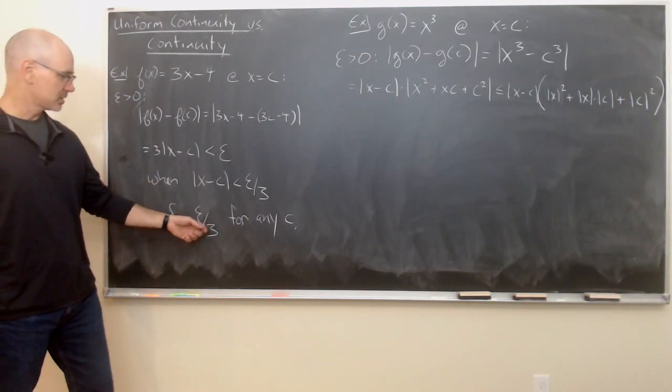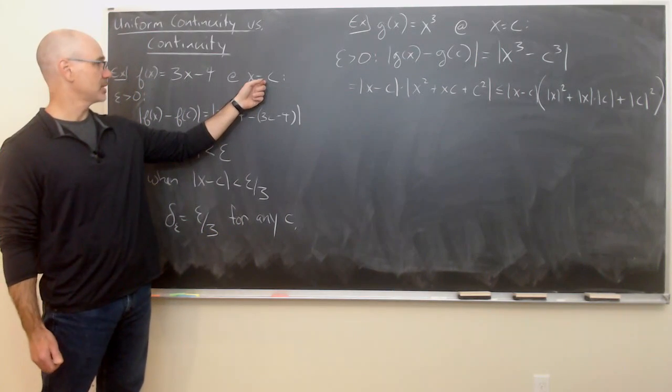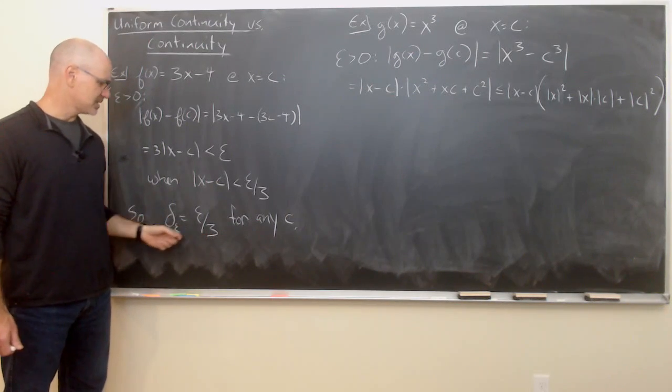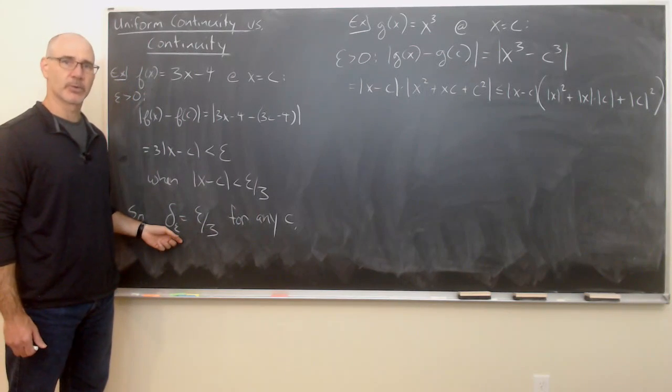And note that this works for any point c. We started with some point x equals c, we went through the proof, and it turned out that the c didn't matter in the choice of delta. And that's going to be important.